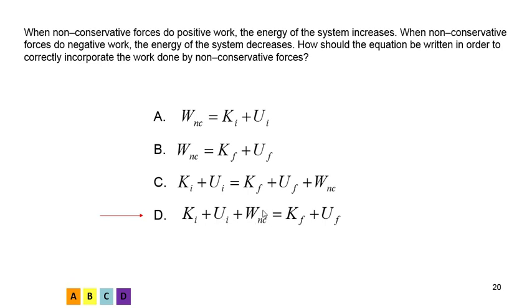Similarly, if your non-conservative force does negative work, it's taking mechanical energy out of the system. So now, let's say your non-conservative forces do negative 3 joules of work, now Kf plus Uf is going to be 3 joules smaller than Ki plus Ui. So that's representing taking work out of the system.